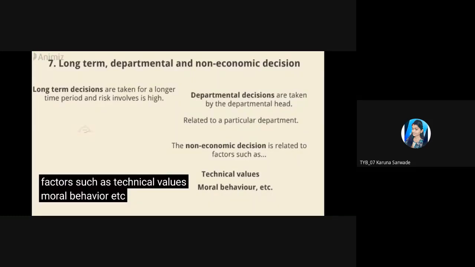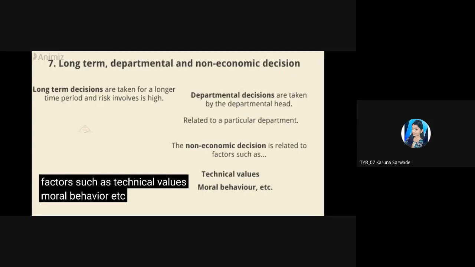It is obvious. So it will be like futuristic decisions. We don't know what will be happening in the market in the next 2 years, 4 years, 5 years, 10 years. Like this, we will take a long-term decision. So in that, the risk involved is very high. And departmental decisions are taken by the departmental head only. Whatever the departmental head or manager is, they will take their own risk and take a decision as per their department only.